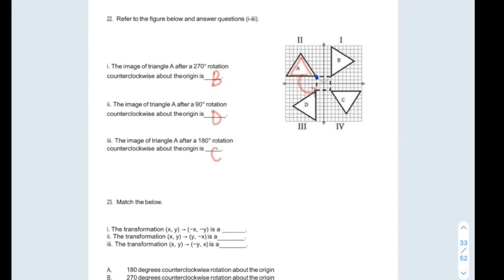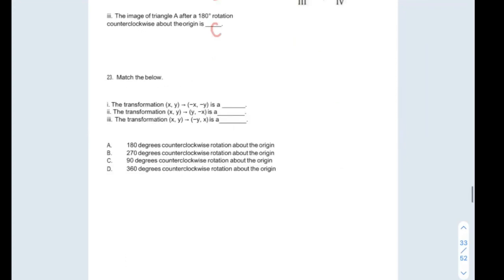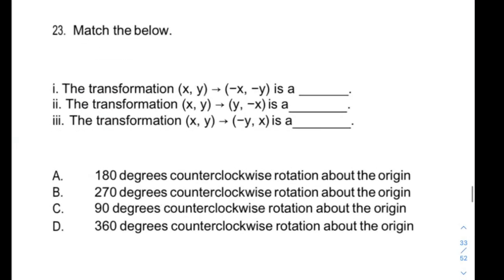Match the below. The transformation xy to negative x negative y is a what? One of those choices. Which one? It is definitely A. Rotation about the origin 180 degrees. Y minus x, it will be where? B, and this will be C. Very straightforward question.